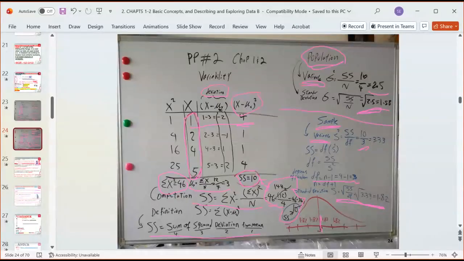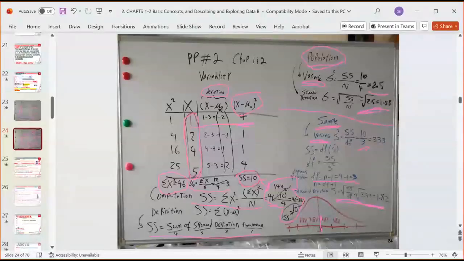The standard deviation for population is the square root of variance. Now you have the variance, just take the square root of that, which is 1.58. And for the sample variance, s squared is SS over DF. Again, SS is 10. DF is n minus 1, that is 4 minus 1, which is 3. So that gives you 3.33. That's your variance. And the standard deviation at the bottom will be the square root of that.